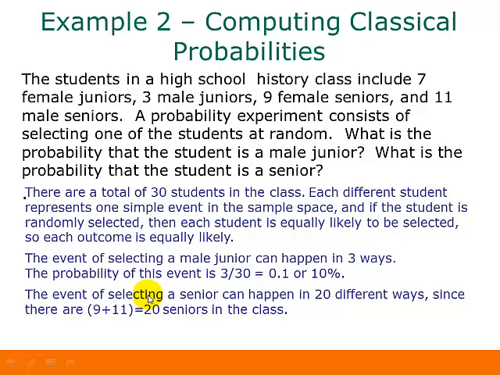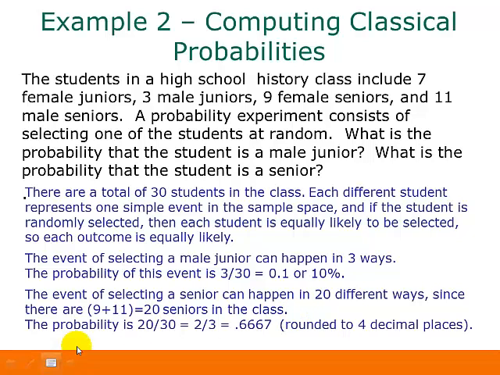The event of selecting a senior can happen in 20 different ways because there are 9 female seniors and 11 male seniors. That gives us a total of 20 seniors in the class. So the probability of selecting a senior is 20 divided by 30, and we can put this in fraction form, or we can write it in decimal form, and here I rounded it to 4 decimal places for 0.6667.